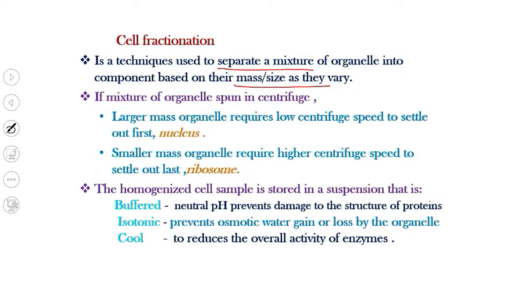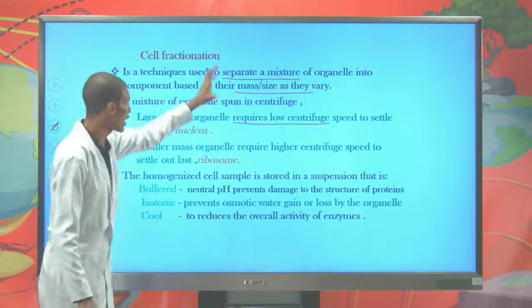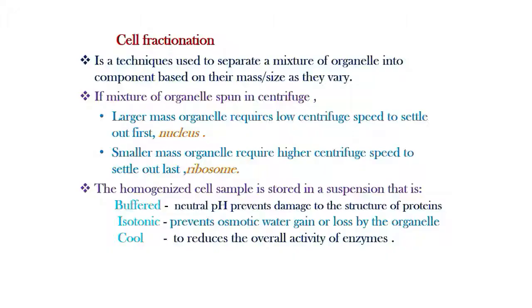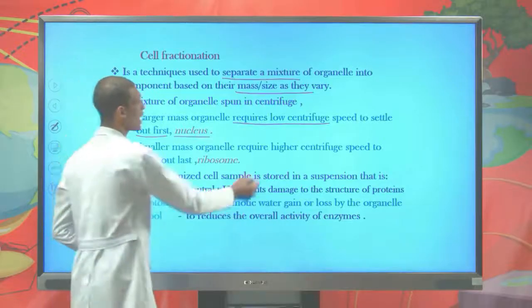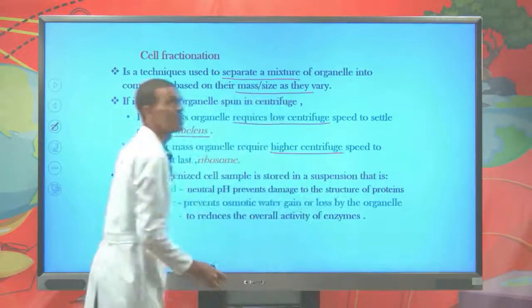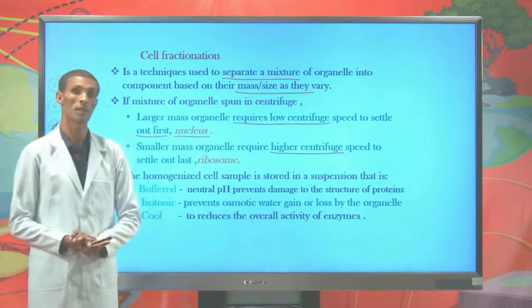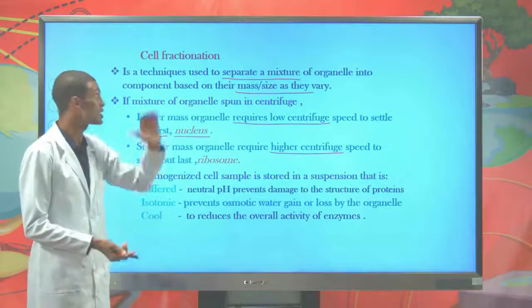For example, if a homogenized mass of organelles is added together, a heavy organelle needs a low centrifugation speed and settles out first. For example, if different organelles are added together, the nucleus separates first because of its mass. Lighter or smaller organelles require a high centrifugation speed and settle out last. For example, in the process, ribosomes separate last. Try to identify this point, students.